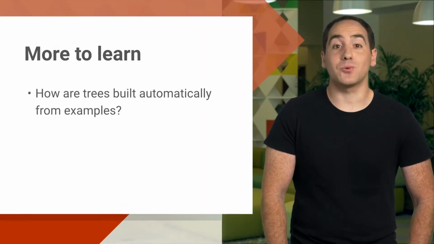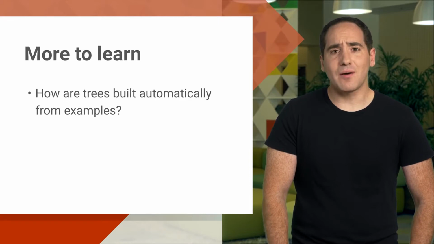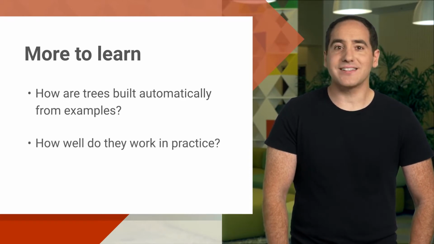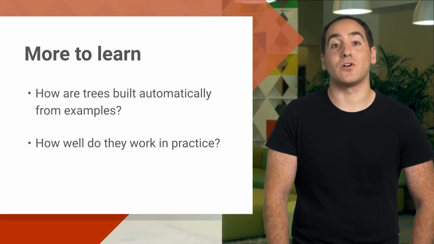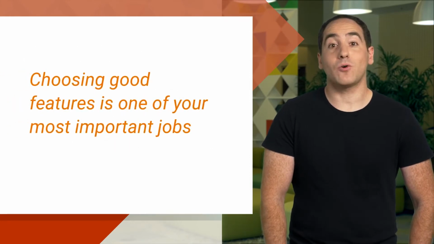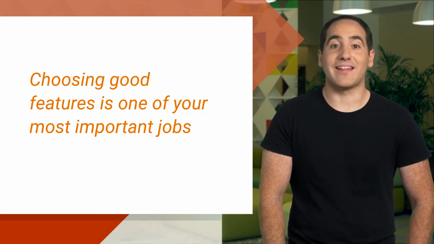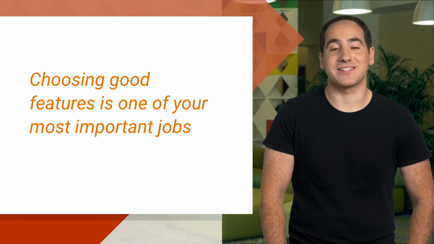So that's how you quickly visualize and read a decision tree. There's a lot more to learn here, especially how they're built automatically from examples. We'll get to that in a future episode, but for now let's close with an essential point. Every question the tree asks must be about one of your features. That means the better your features are, the better a tree you can build. And in the next episode, we'll start looking at what makes a good feature.